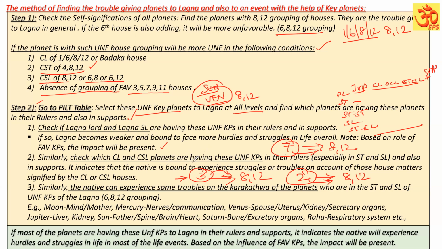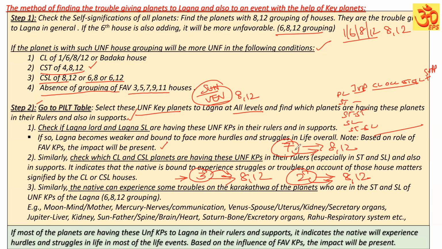If the Cuspal Lord and Cuspal Sublord planets have these unfavorable key planets as their rulers, especially at star level and sub level, and also in supports, and the planet rulers also have these 8 and 12 and are also in support to the other levels, it will form a ruler's link. You would have studied in ruler's link how the planet is a ruler and also influences the other levels by way of supports. So that increases the unfavorable influence. It indicates that the native is bound to experience struggles or troubles on account of those house matters.